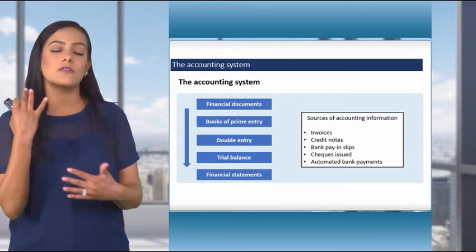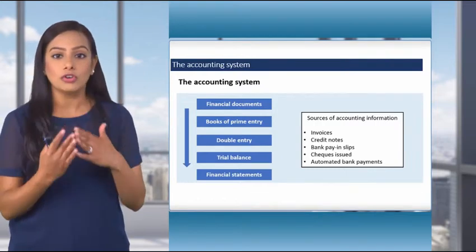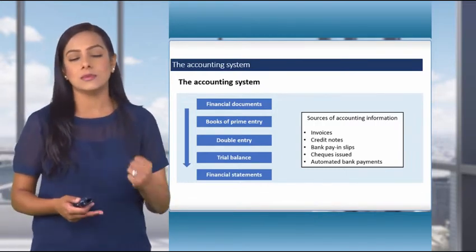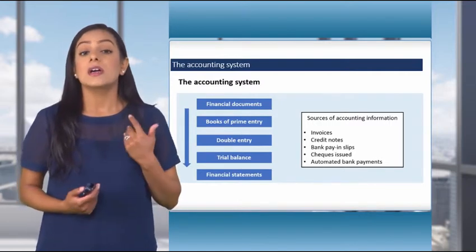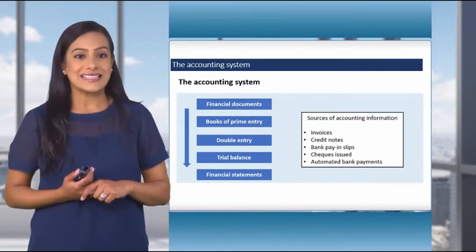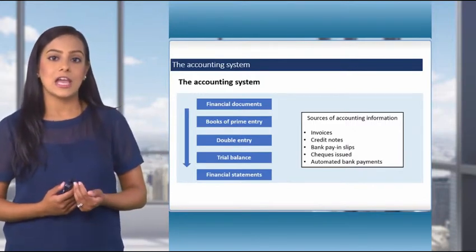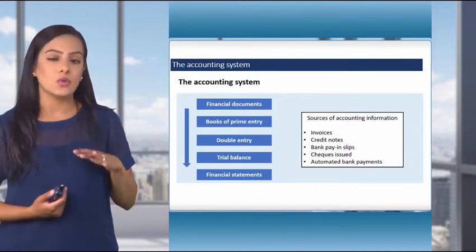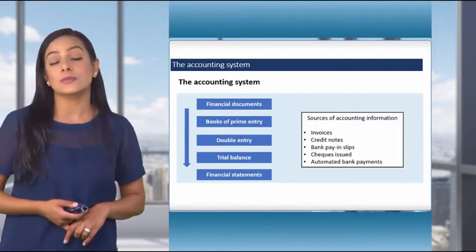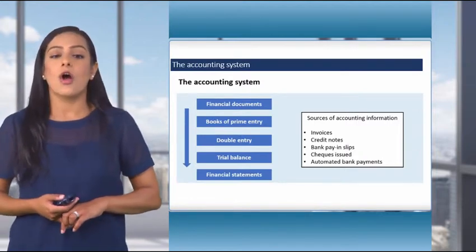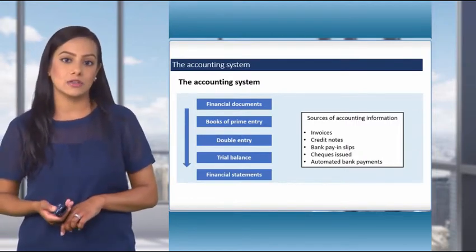So the details of these financial documents are entered into the books of prime entry. Other examples of documents would be credit notes, paying in slips, checks issued, and automated bank payments. These documents contain details of what happened in that particular transaction.